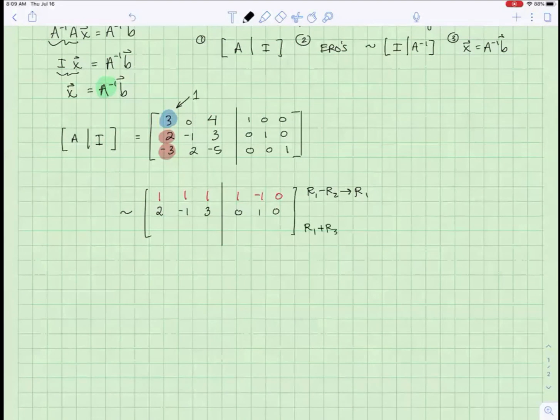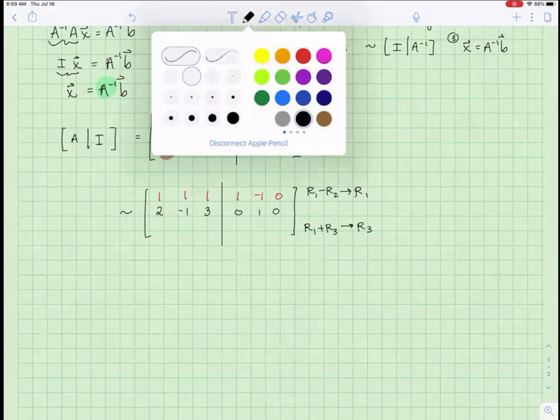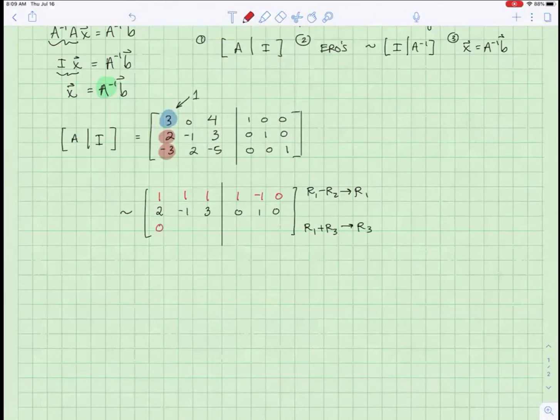So row 1 plus row 3 is my new row 3. If I add the top to the bottom, the top 3 plus the bottom negative 3 is going to be 0. The top 0 and the bottom 2 is going to give me 2. The top 4 and the negative 5 will give me negative 1. The top 1 and the bottom 0 in the next column will give me 1. Top and bottom zeros added together will give me 0. And top 0 plus bottom 1 will give me 1.